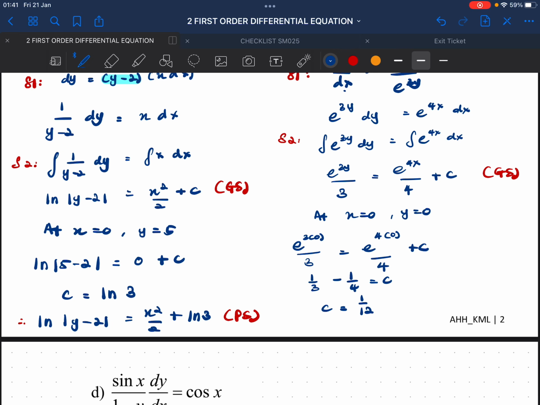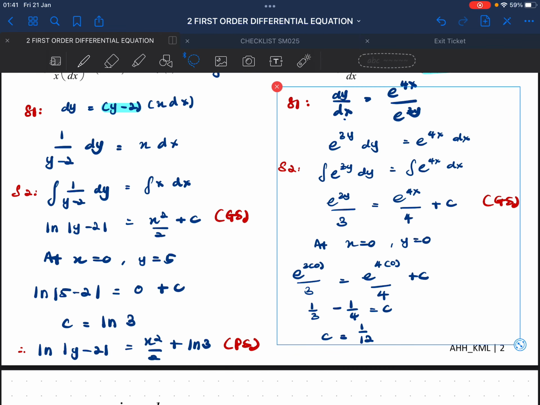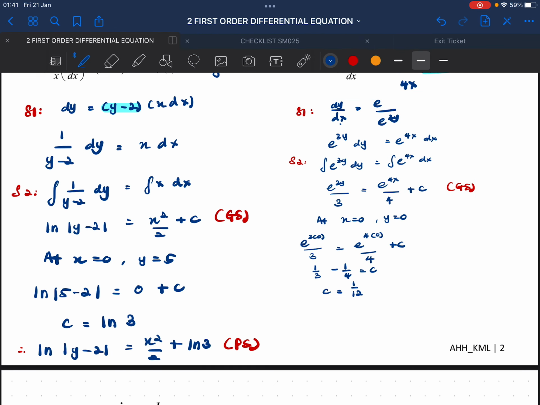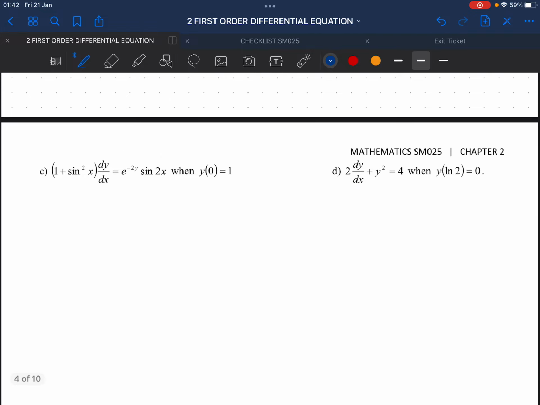But don't forget you have to put it back into the general solution. Saya kecilkan sikit. So the general solution, our final answer will be from here. That will be e3y over 3 equals e4x over 4 plus our c, which is 1 over 12. So this is our particular solution. Very simple, just leave it like that. You don't have to make y the subject, unless the question asks, or asks you to show, or that is the only choice of answers that you have. Now moving on to example C.